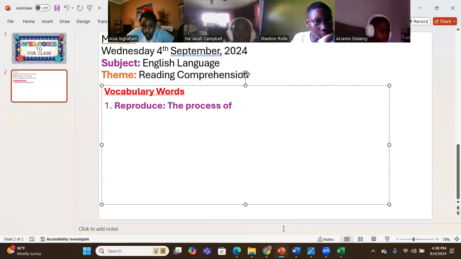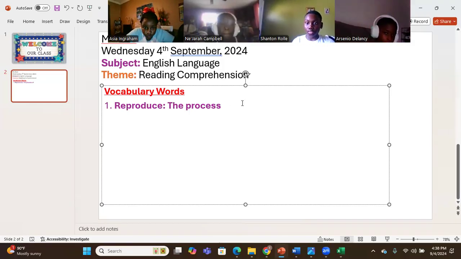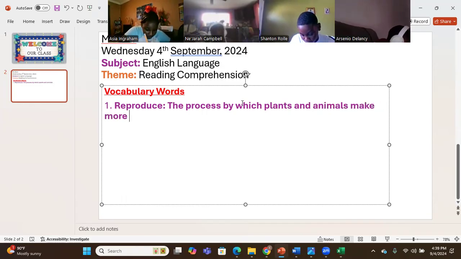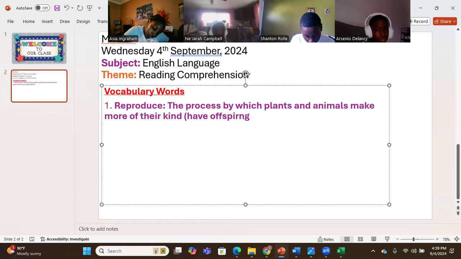Reproduce is the process by which plants and animals make more of their kind. And when we say their kind, we mean have offspring that look like them or that resemble them.